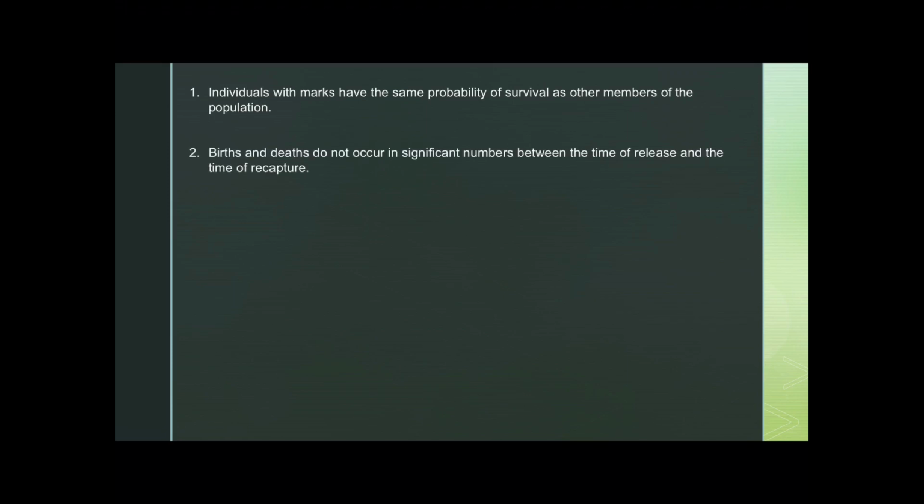Births and deaths do not occur in significant numbers between the time of release and the time of recapture. If marked individuals die and are replaced with new individuals, then we will no doubt recapture fewer individuals. And so our estimate will be too high.